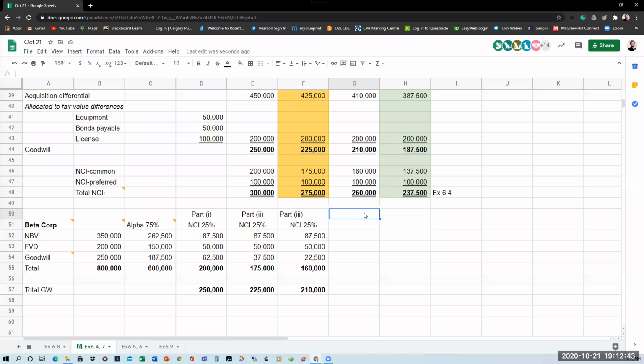Part four, if you must insist. NCI gets 25% of net book value and fair value differences. They don't get any goodwill, right? So they don't get any goodwill. And basically, if you were to calculate the total, that is your 137,500 right there. And total goodwill is just the parent company.